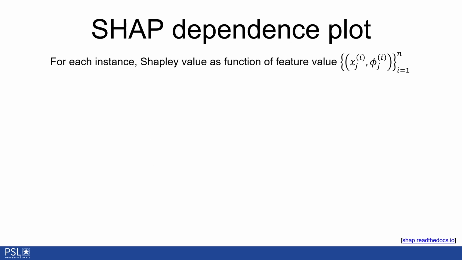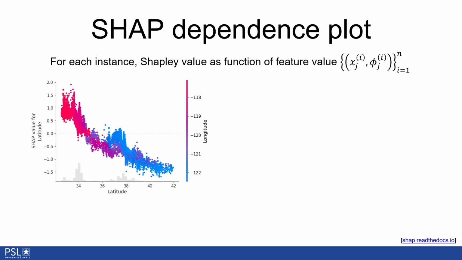Another type of global explanation is provided by SHAP dependence plots. These plots show for each instance the Shapley value as function of the feature value. The plot on the left shows Shapley values as function of latitude, and we see again that latitude has a strong negative influence on the output. The color code here shows at the same time the longitude for each data point, and we see that latitude and longitude are strongly correlated in this dataset.